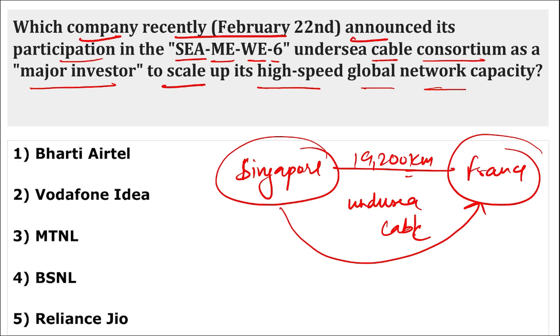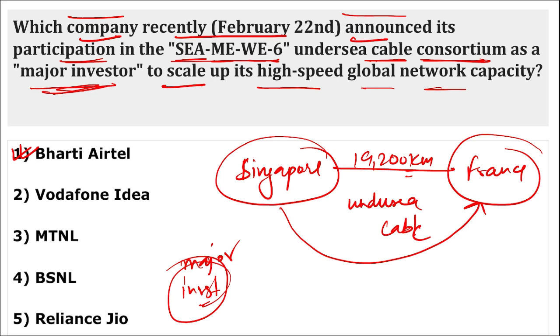Now, similarly here it is asking which company recently announced its participation in the CMEV6 undersea cable consortium. It is Bharti Airtel, which has announced its participation in this CMEV undersea cable consortium as a major investor, to scale up the high-speed global network capacity. The overall investment in the cable system will be around 20%, and it will go live in the year 2025. So the correct option here becomes Bharti Airtel.